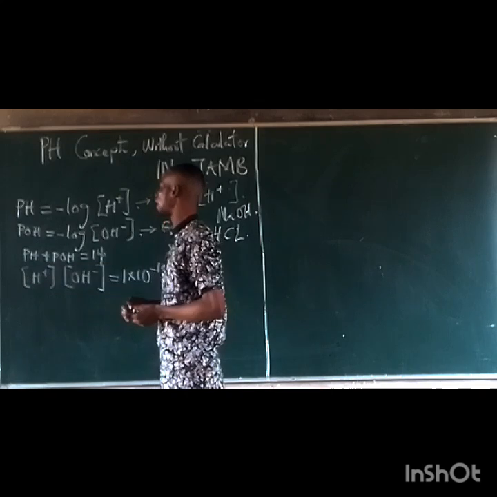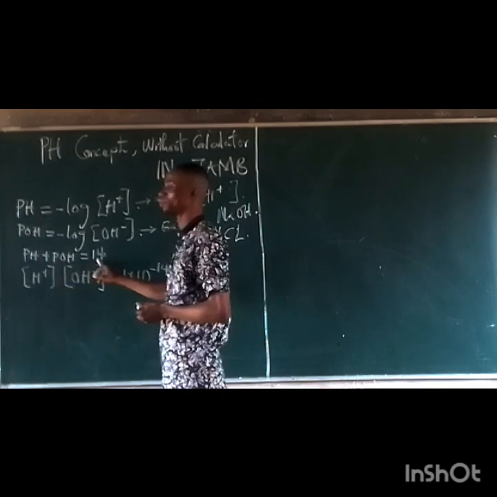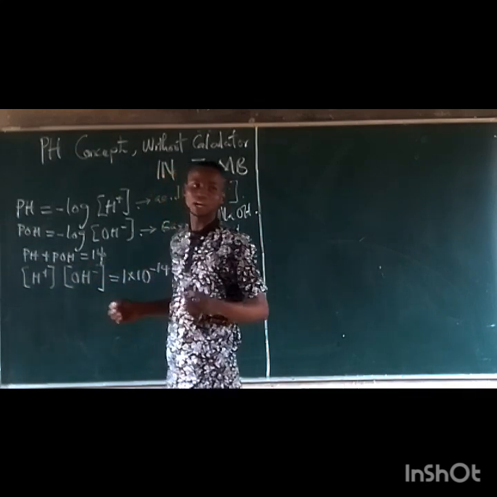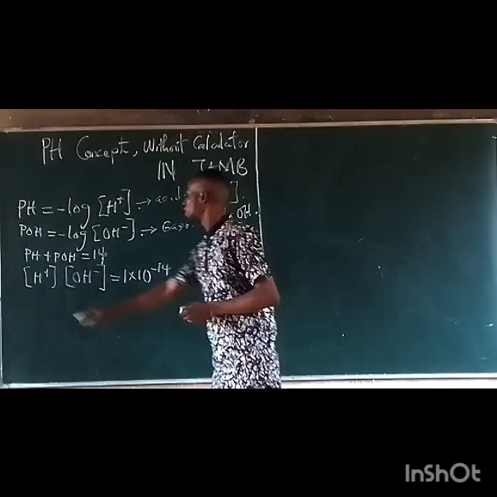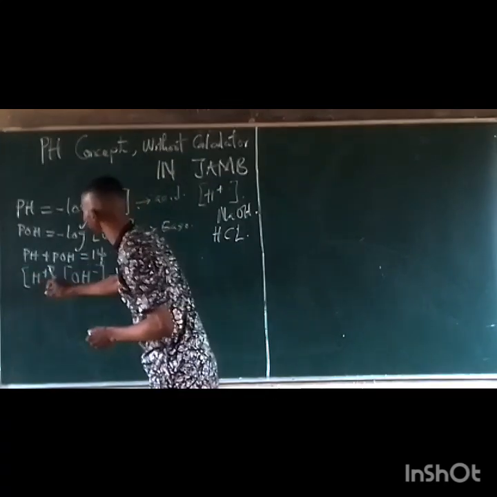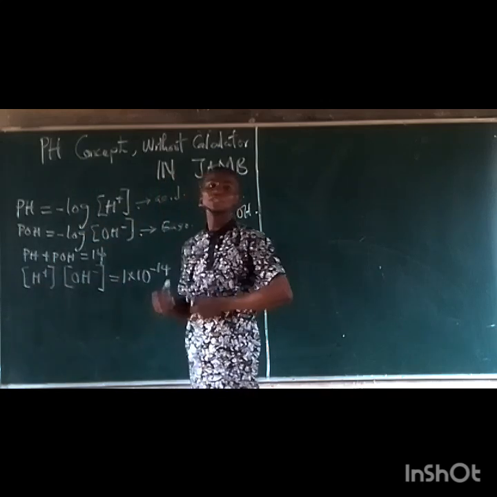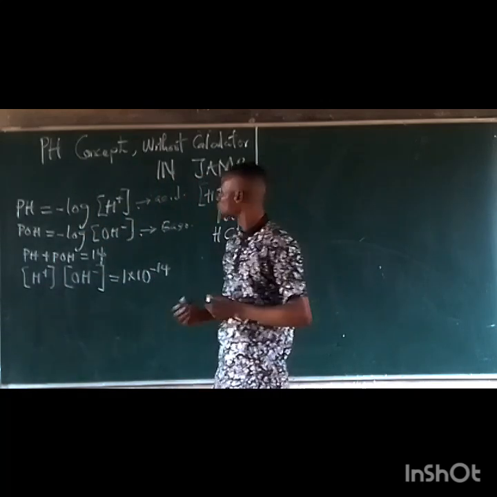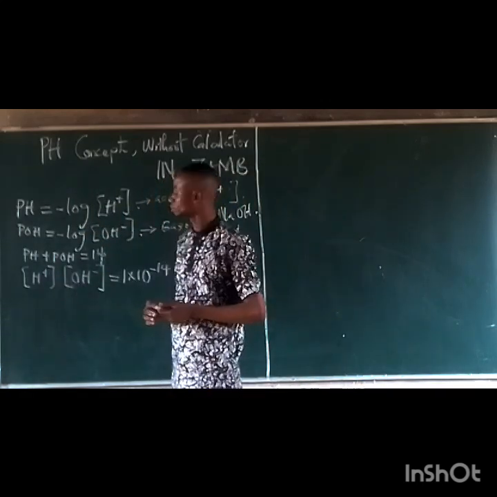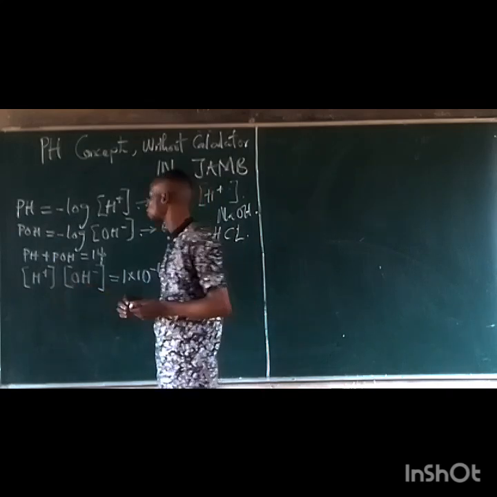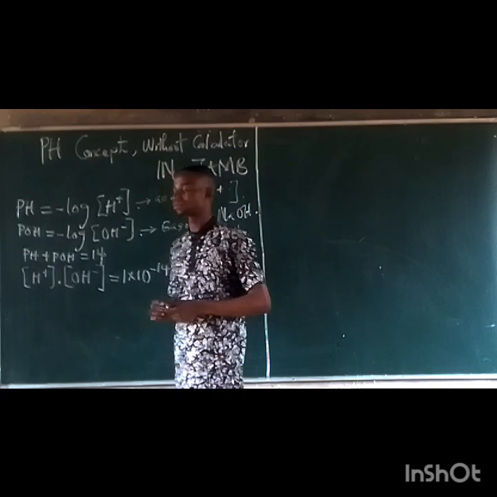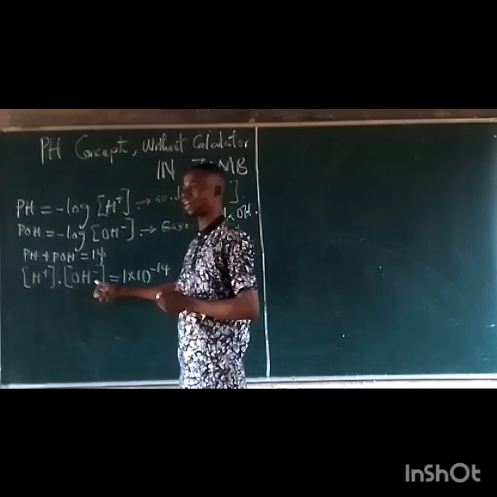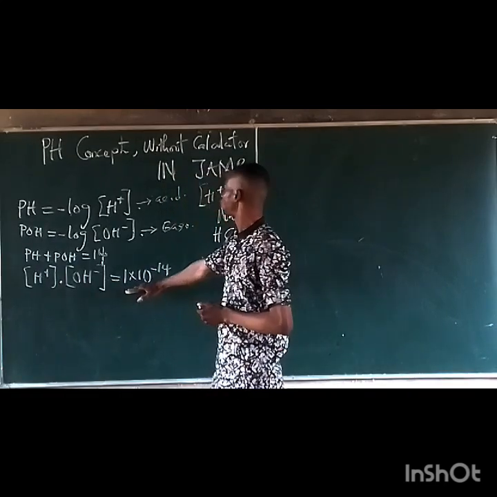While at the same time we have pH plus pOH is equal to what? 14. And if you check our pH scale, the highest is 14. And remember, we said that when this thing is in bracket, it turns to what? Concentration. So we have hydrogen ion concentration times, which is multiplication, hydroxide ion concentration to be equal to 1 times 10 raised to the power minus 14.